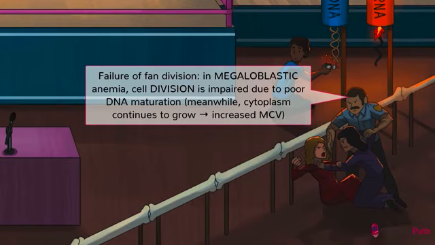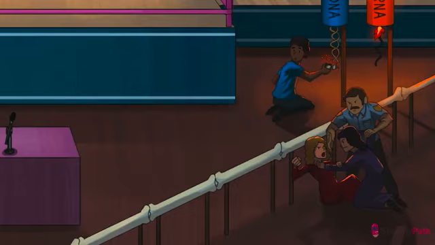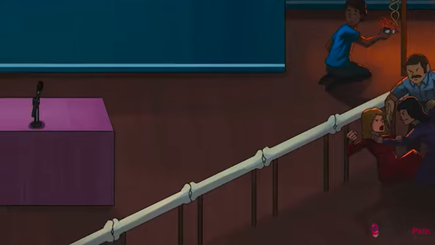Because mRNA translation continues, the cytoplasmic region of the cell, containing organelles and proteins, continues to grow. The nuclear region, on the other hand, has some issues. Notice that this cop here is trying, unsuccessfully, to break up a fight, evoking an image of impaired cell division. What you end up with is an expanding cytoplasm around a nucleus that can't divide. And the cell just keeps growing, resulting in a very high MCV. We're talking 110 to 115.